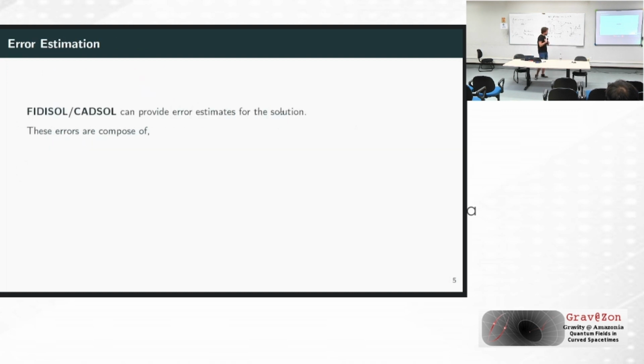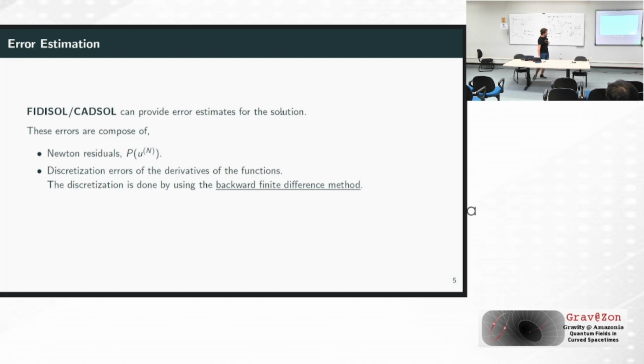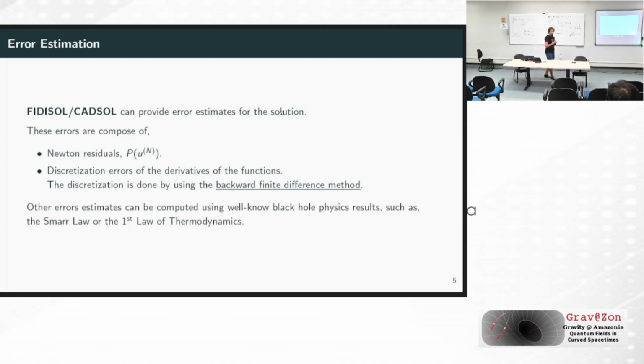Now, as I said in the beginning, this solver can also give you an error estimation of a solution. These are the Newton residuals, so how far this quantity is from 0 after n iterations. It can also provide the discretization errors due to the discretization process. Here, the solver uses a backwards finite difference method. Also, after you obtain the solution, you can use some physical quantities for black holes. For example, you can compute the Smarr law, the first law of thermodynamics, and see how far you are from the real solution.